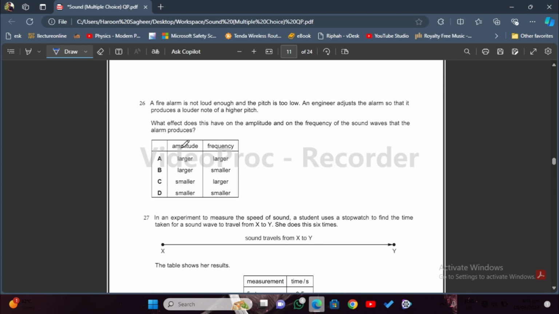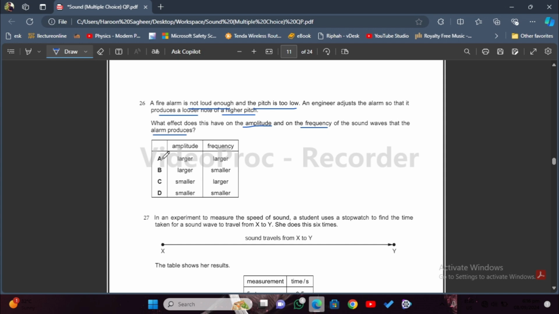Right, question number 16. A fire alarm is not loud enough and the pitch is too low. An engineer adjusts the alarm so that it produces a louder note of higher pitch. Initially it has low amplitude and low frequency or pitch. Now what effect does this have on the amplitude and the frequency of the sound of the alarm produced? Well, both will be larger, of course.